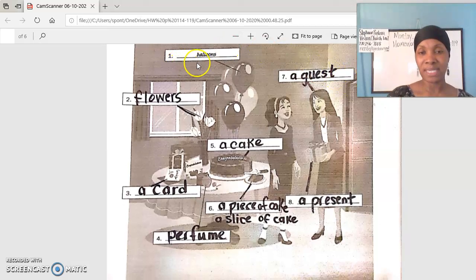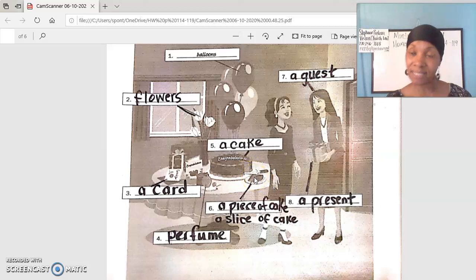This will be an easy one for you, right? Number one is balloons. Number two, flowers. Number three, a card. Number four is the perfume on the table. Number five is a cake. Number six is a piece of cake, which is this, or you could say a slice of cake. Number seven is a guest, and remember the guests are the people who you invite to come to your event, whatever that is. And then eight is a present. She's carrying a present, and another word for present is gift.